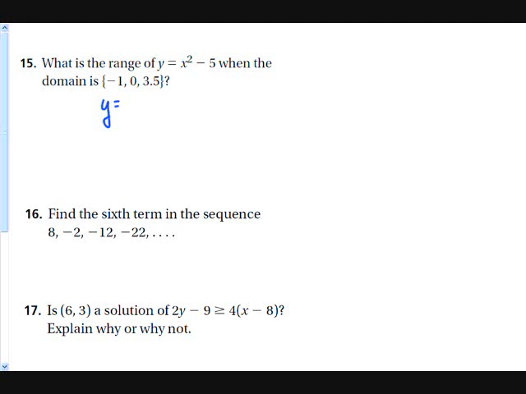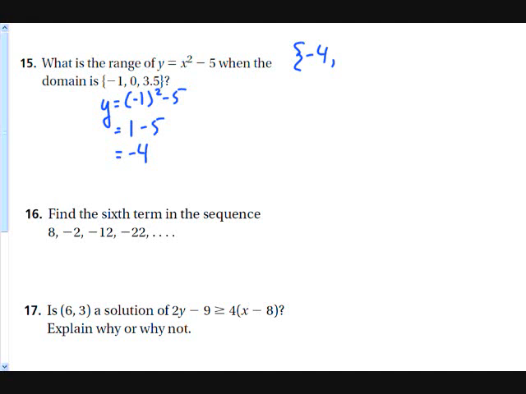Y equals the x value of -1. When I plug this in, that's going to give me -1 squared in parentheses is 1 minus 5. It gives me a y value of -4. So the first value for my range is going to be a -4.